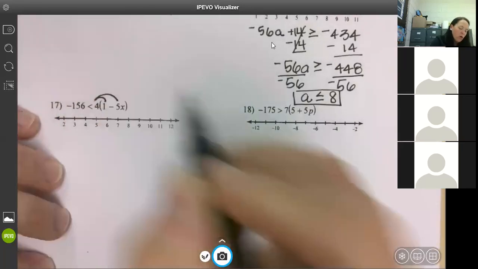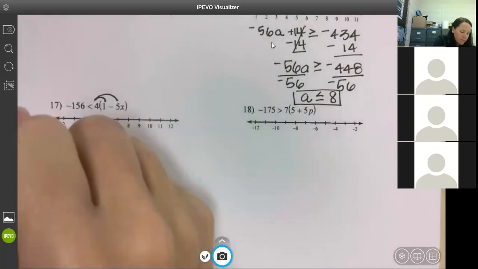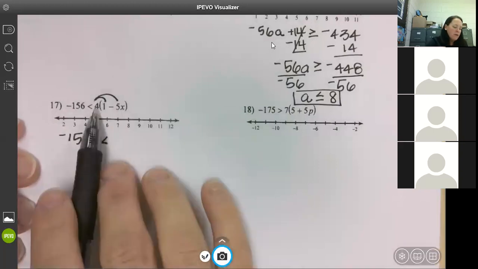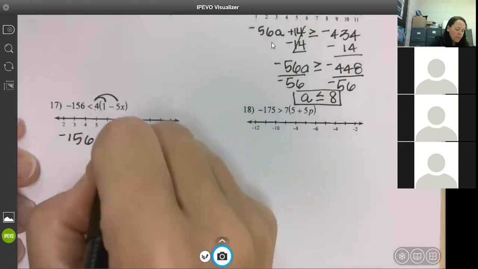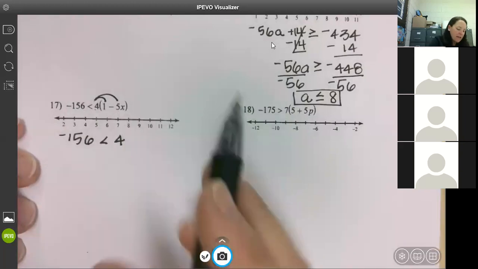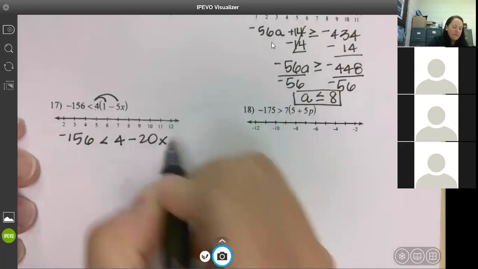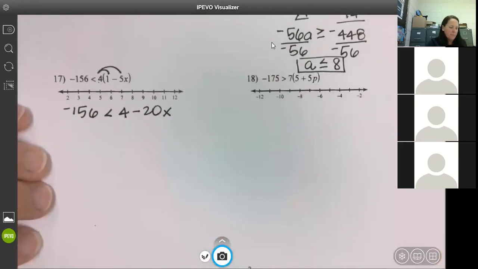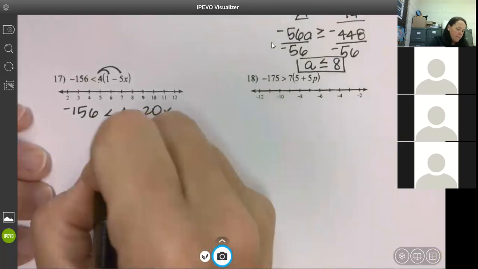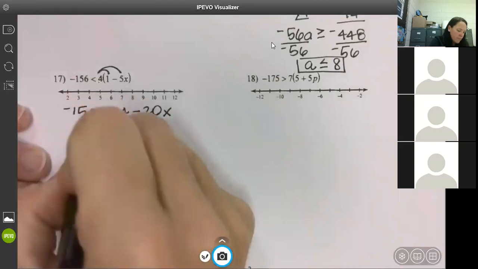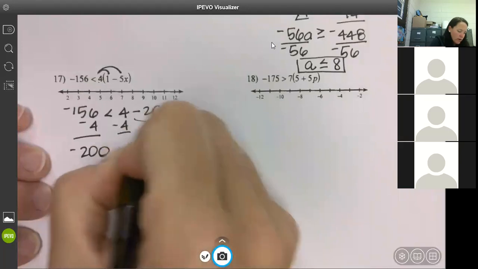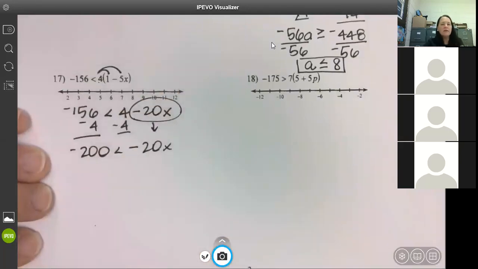You're going to distribute your 4. That's the first thing you should always do, is distribute. We get negative 156 is less than 4 times 1 is 4. 4 times negative 5x is negative 20x. How do I solve this? Subtract 4. I get negative 200 is less than, bring down your full 20x, negative 20x.